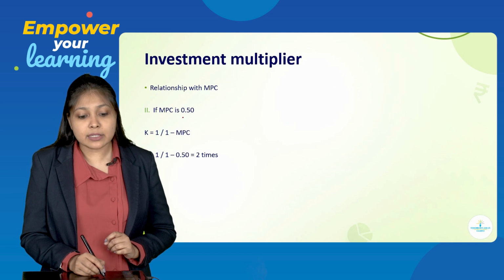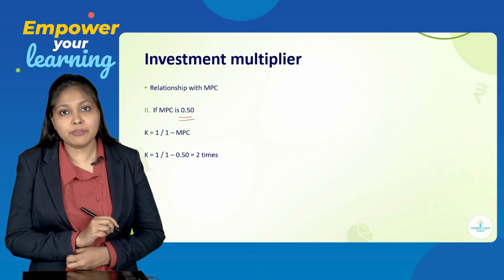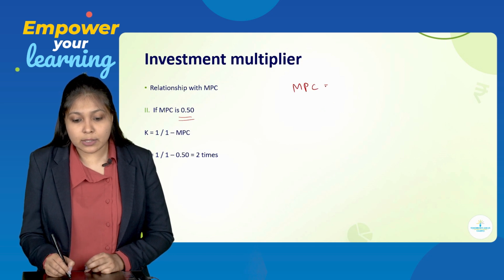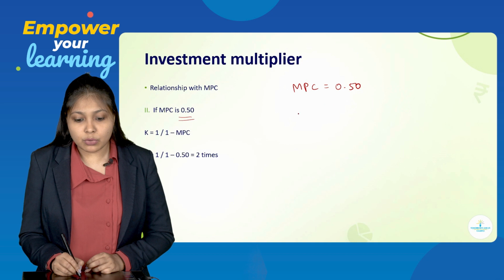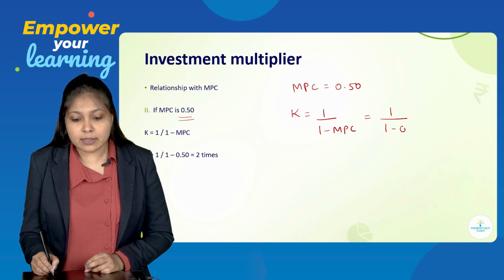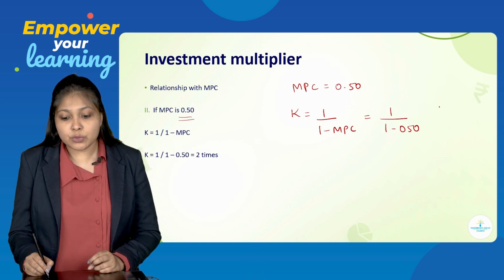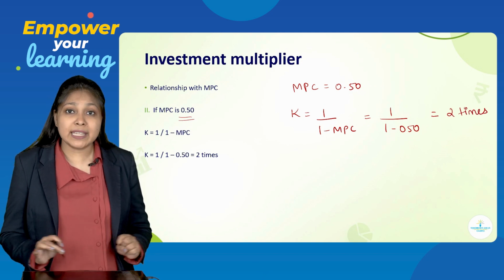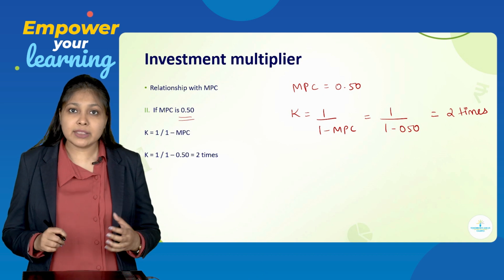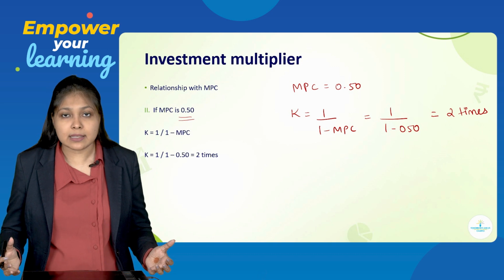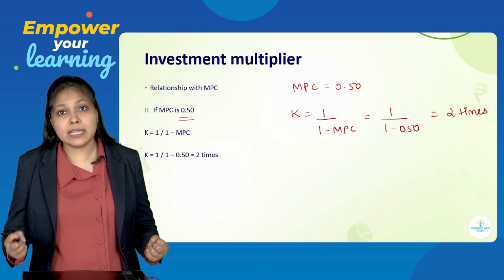Here I have considered the value of MPC as 0.50. So K is equal to 1 upon 1 minus MPC, which is 1 upon 1 minus 0.50. When you solve this, you get the answer as 2 times. So you can very easily see over here, with an increase in the value of MPC, K also increases, and with a decrease in the value of MPC, K will also decrease.